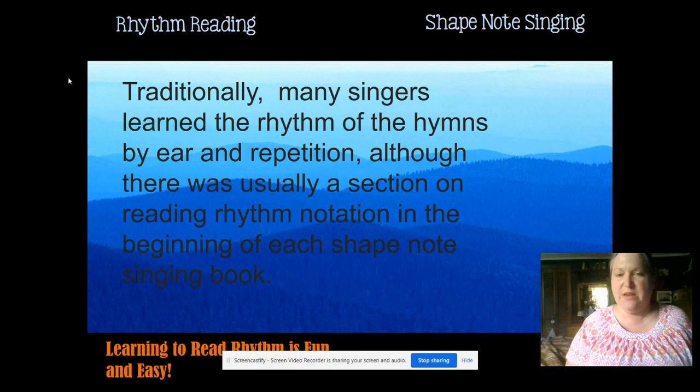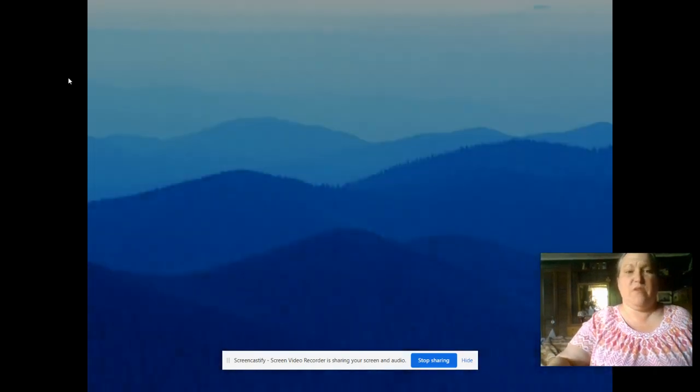Today, we're going to be looking a little bit at reading the rhythms in a hymn. And I want you to know today that learning to read rhythm is fun and easy. It's really easy. It's not hard at all. There are lots and lots of resources on YouTube and the internet for learning to read rhythms. So I'm going to just go over some very easy basics, more of a review.